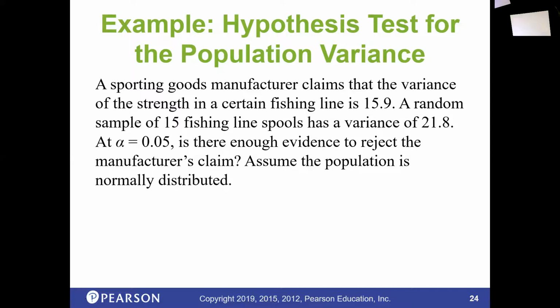Okay, so we have this sporting goods company. They make fishing line. The line has to be strong so that you don't lose the fish. But if you make it too strong, it becomes expensive to produce. So we're looking at the variation. So we're looking at quality control, making sure that most of them are made the same. Okay, let's state the claim.